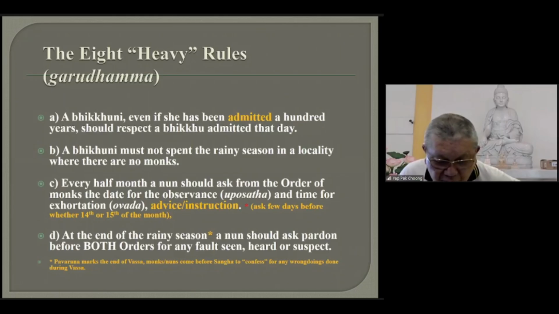Third rule. Fourth, at the end of the Vassa, the last day, they call it Pavarana, right or not? Pavarana day, that means at the end of Vassa, a nun has to gather in front of both orders. First the Bhikkhuni order, then the monks' order, and confess anything you have done wrongly during the 3 months of Vassa. So that's a duty also. Both orders, you see. So that day we call Pavarana. Pavarana day marks the end of the Vassa, okay? Monks and nuns come before the Sangha to confess any wrongdoings done during the Vassa. Then after that, they have the Kathina. Okay?